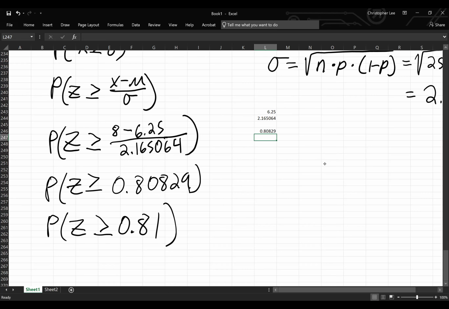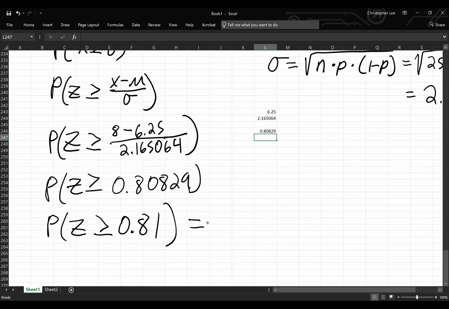Questions on this? You good? Standard deviation, all that, yeah. The same ones from the homework, just copy and paste.